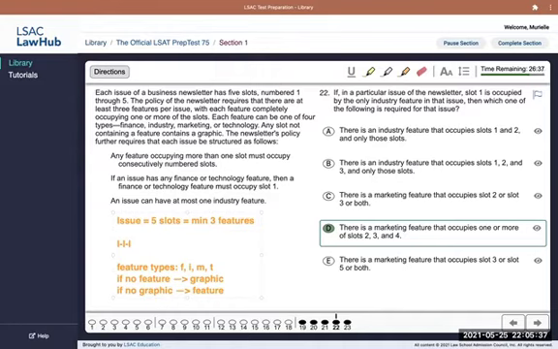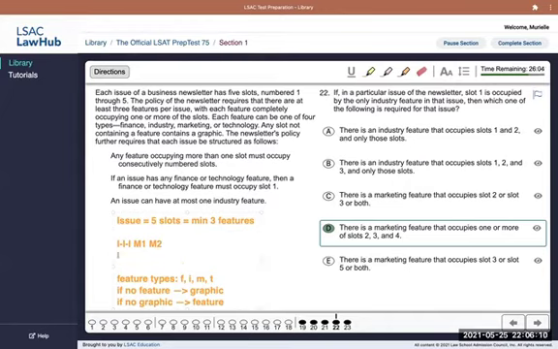So if any finance or technology feature is included, then we have to have finance or tech in slot 1. So if we don't have finance or tech in slot 1, we can't have finance or tech in the issue at all. So we're left with marketing. And because we have to have a minimum of 3 features, that means we're going to have at least 2 marketing features to meet that expectation.